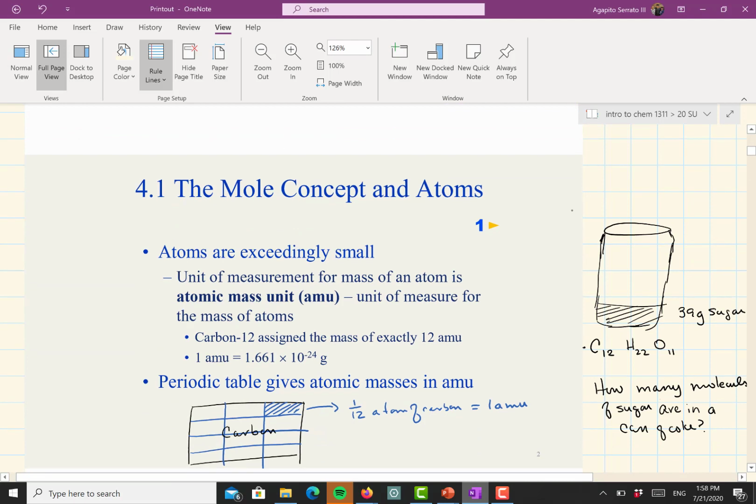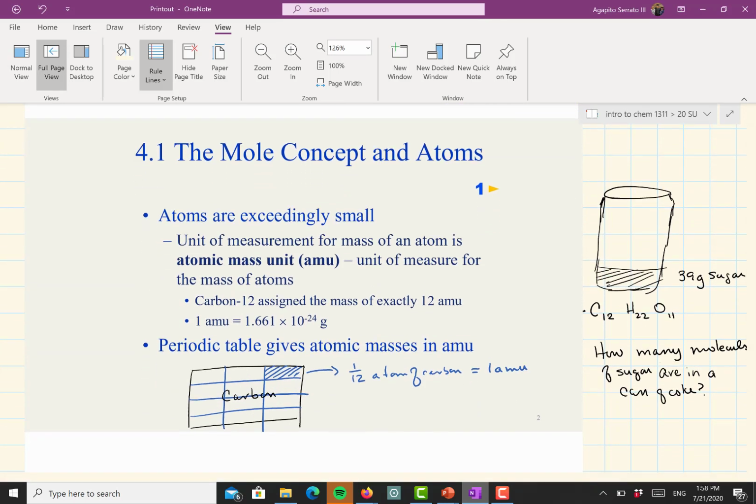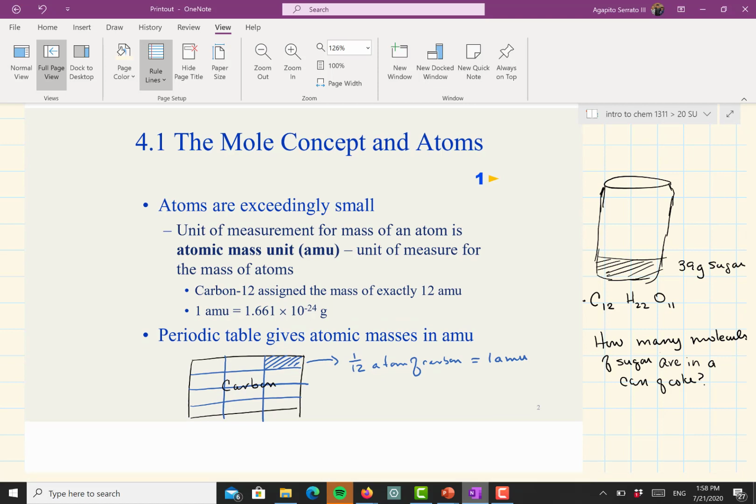So what we're going to start on is what the mole is and how that relates to atoms and the periodic table. So first off, the atoms are exceedingly small. So what does that mean? Exceedingly small. The atoms make up everything. What I mean is that everything that we use, everything that we interact with, is made up by a smaller particle or building block, which we call atoms.